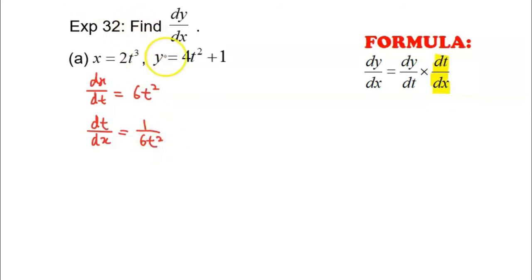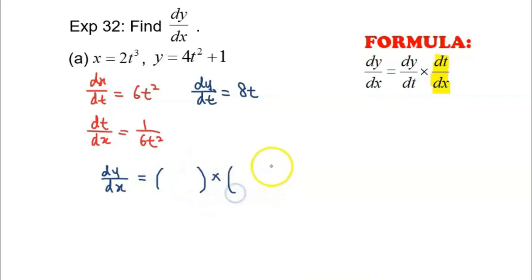Next, for equation y, differentiate y with respect to t, which equals 8t. Differentiating 1 equals 0. Then, we are going to find dy/dx equals dy/dt times dt/dx.